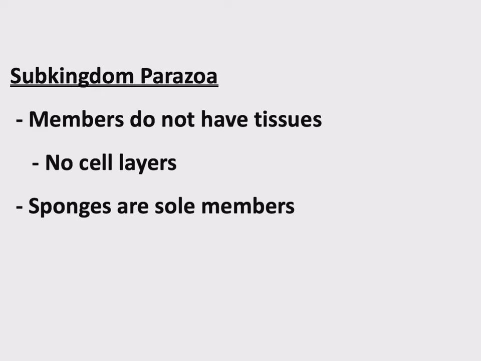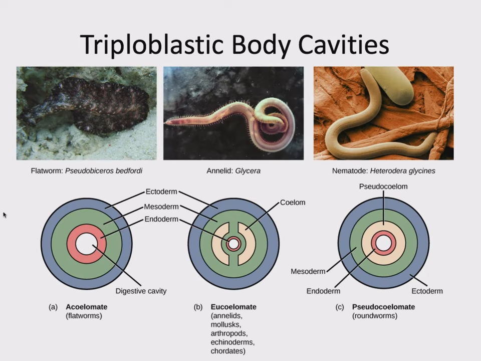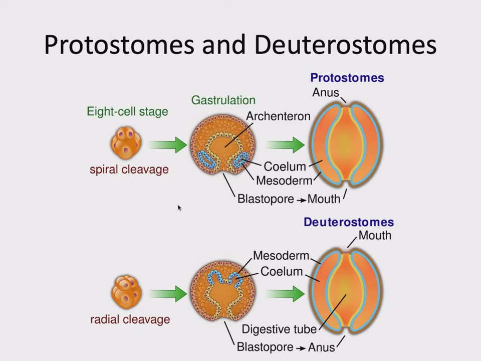Again, these are the simplest animals. That means they have no cell layers. So are they diploblasts or triploblasts? Neither. NA, not applicable. Are they acoelomates or coelomates? NA, not applicable. Are they protostomes or deuterostomes? Nope, neither of those things.